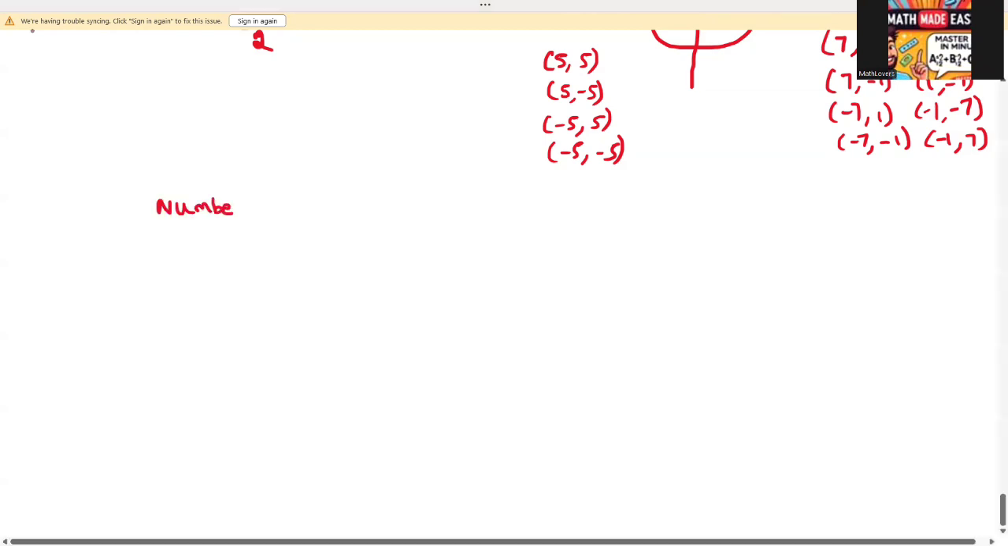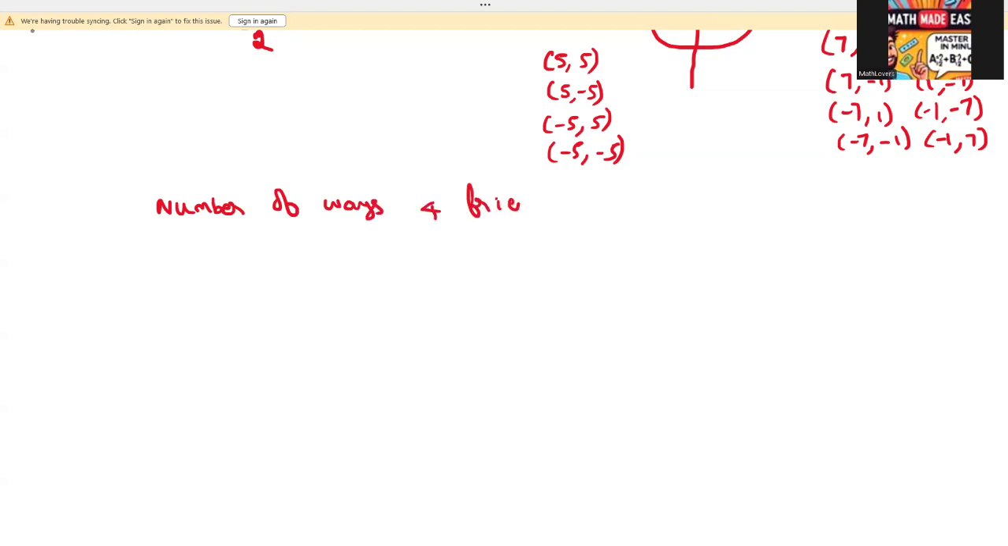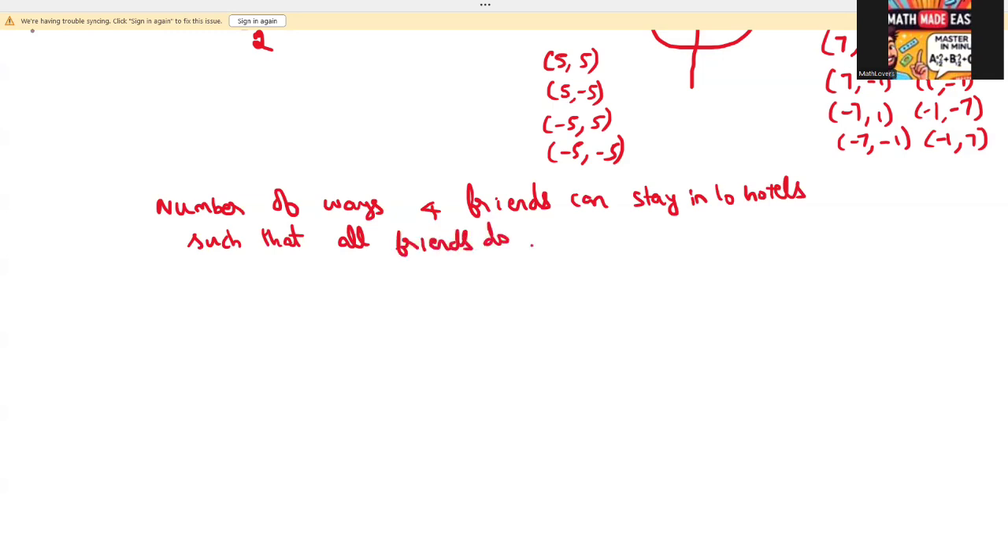The number of ways four friends can stay in 10 hotels such that all friends do not stay in the same hotel. Okay. So you have to try and understand this. The people are distinct, the hotels are different. So there are four friends.